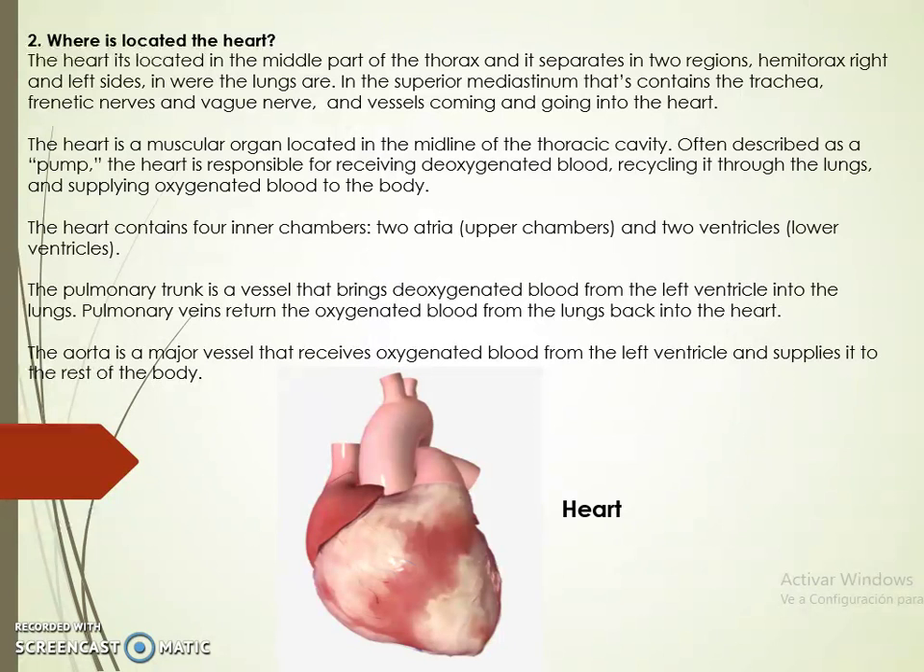The pulmonary trunk is a vessel that brings deoxygenated blood from the left ventricle into the lungs. Pulmonary veins return the oxygenated blood from the lungs back into the heart. The aorta is a major vessel that receives oxygenated blood from the left ventricle and supplies it to the rest of the body.